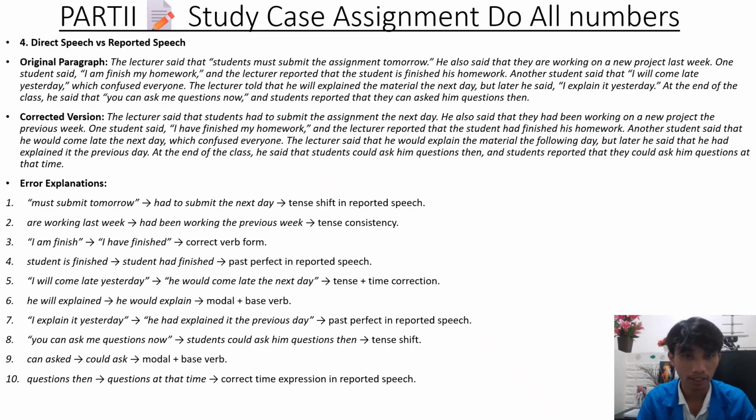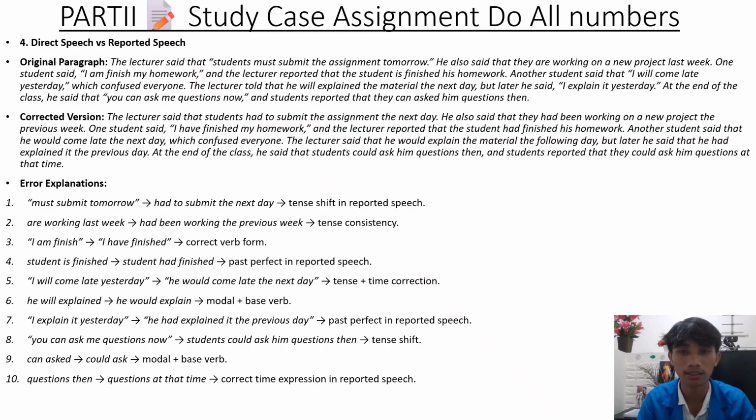For corrected version, the lecturer said that students had to submit the assignment the next day. He also said that they had been working on a new project the previous week. One student said, I have finished my homework, and the lecturer reported that the student had finished his homework. Another student said that he would come late the next day, which confused everyone.